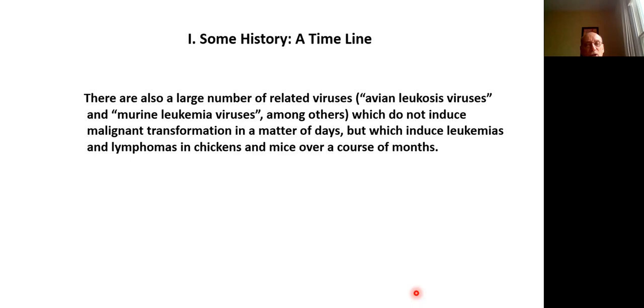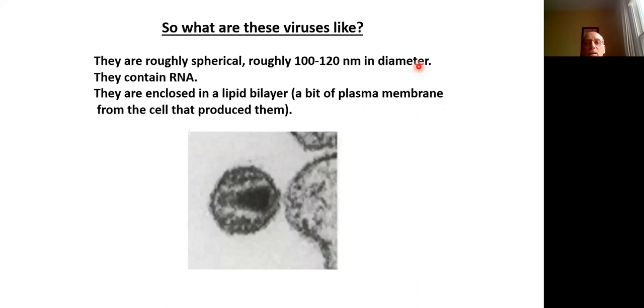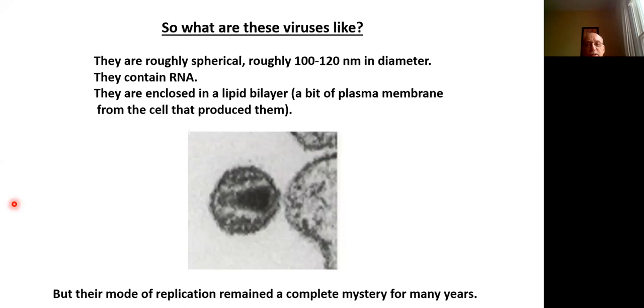So what are these viruses like? They are roughly spherical. They are 100 or 120 nanometers in diameter, more or less. They contain RNA. They're enclosed in a lipid bilayer, which is actually a bit of plasma membrane from the cell that produced them. But how they reproduce themselves was a complete mystery for many years. And when I say many years, I really mean the 1960s.